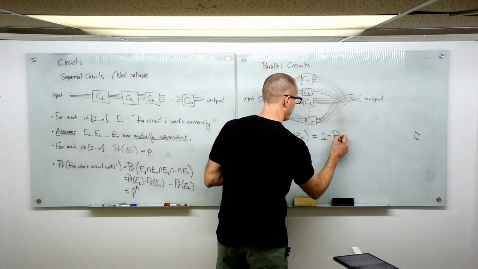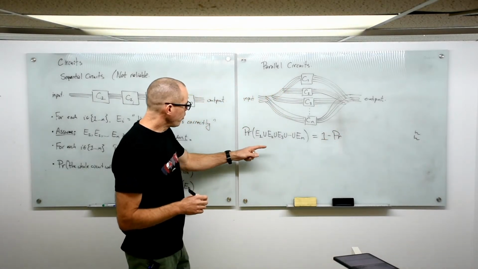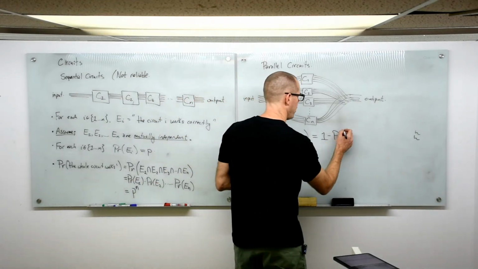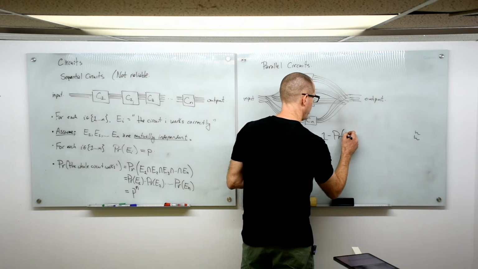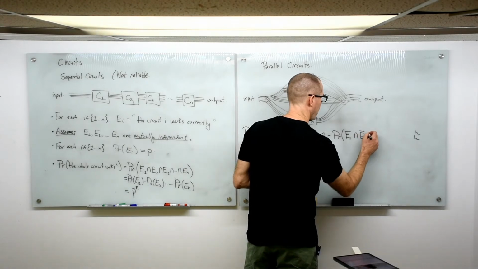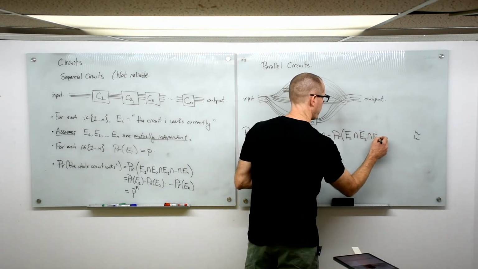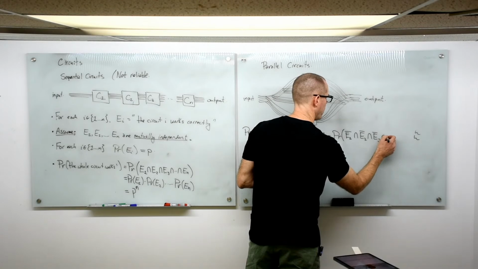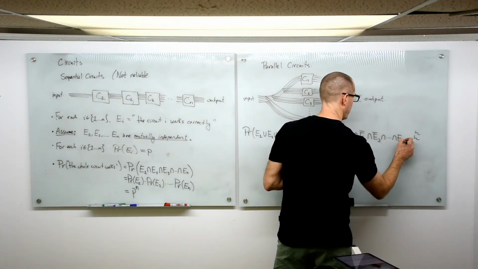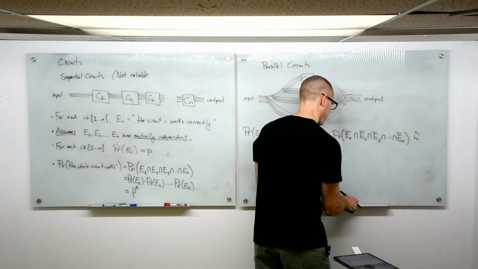So in the set language, we can say that this probability is equal to 1 minus the probability of not E_1, so circuit 1 doesn't work, and circuit 2 doesn't work, and circuit 3 doesn't work, and all the way up to circuit n doesn't work.